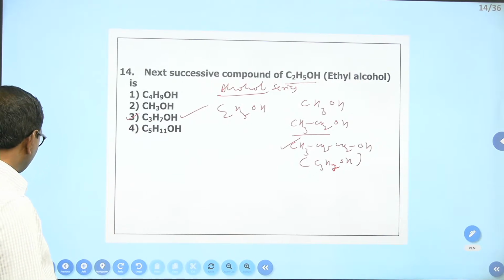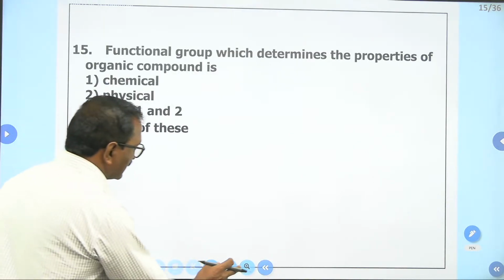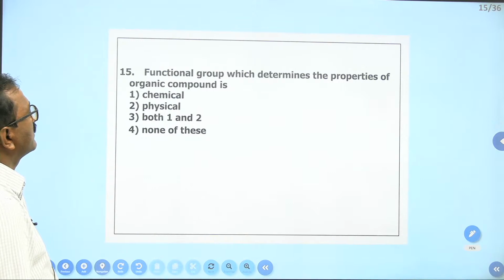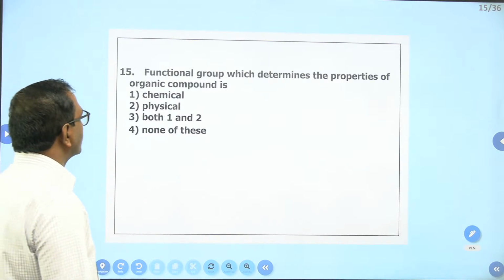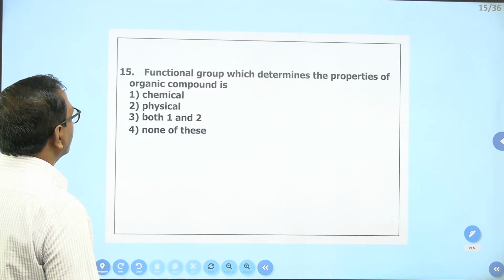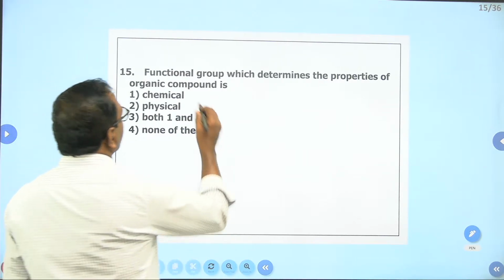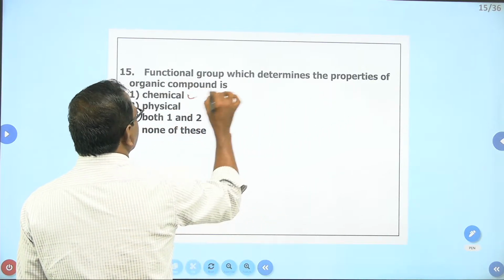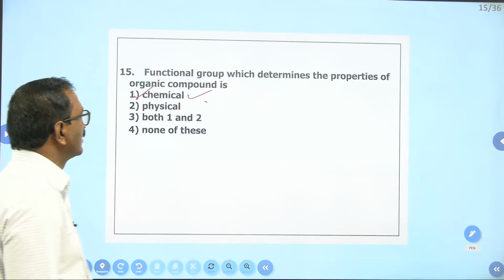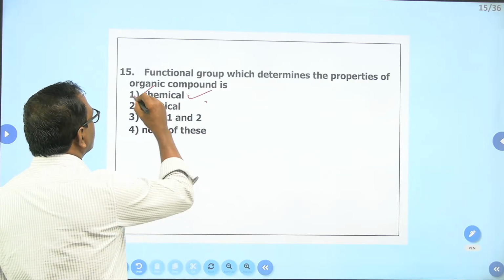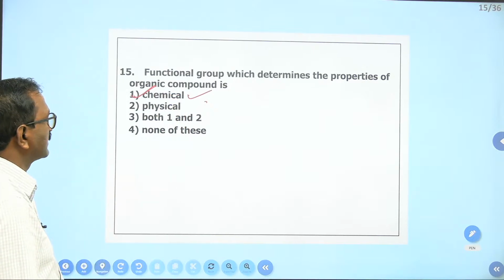Okay, next one. The functional group which determines the properties of organic compound is dash. Which properties? Predominantly chemical properties. The functional group determines the chemical properties of an organic compound. Hence, you select the first option here.